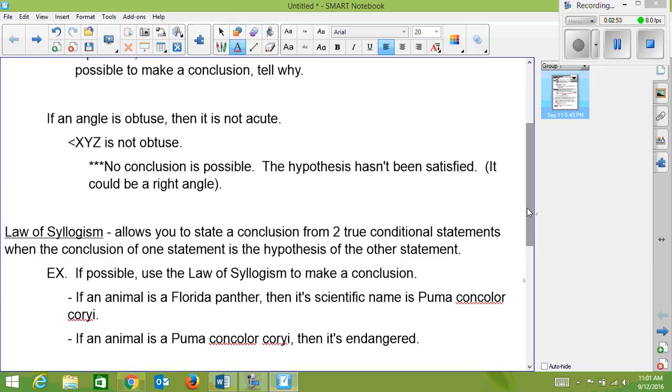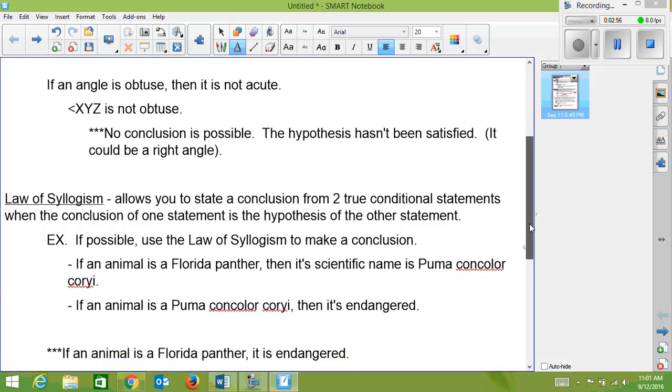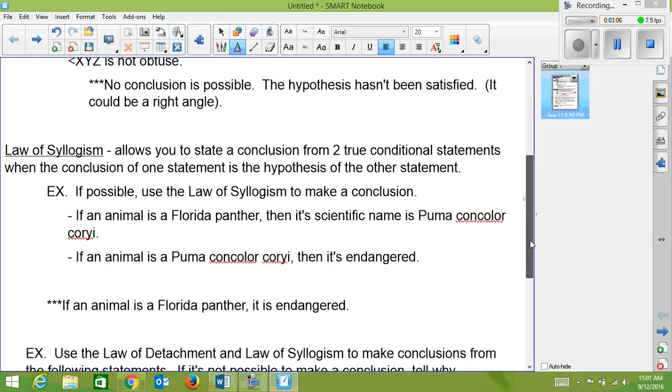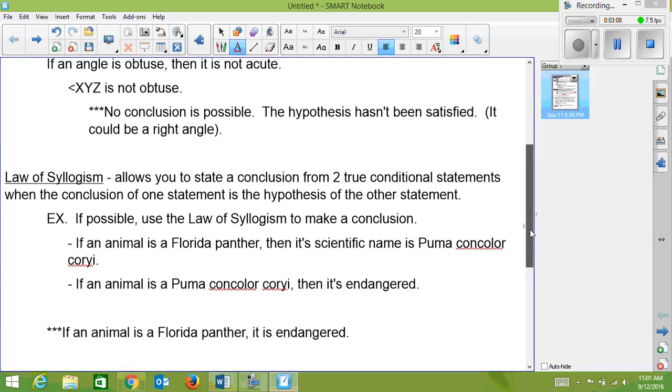So then when I look down below, I say if an animal is a Florida panther, it is endangered. Okay. Well, that would make sense, right? Because it says if an animal is a Florida panther, its scientific name is this. And then it says if it is this puma, then it is endangered. So therefore, a Florida panther is endangered based on that information.